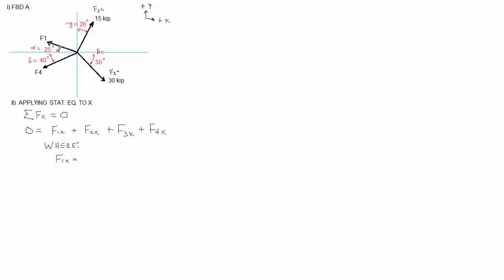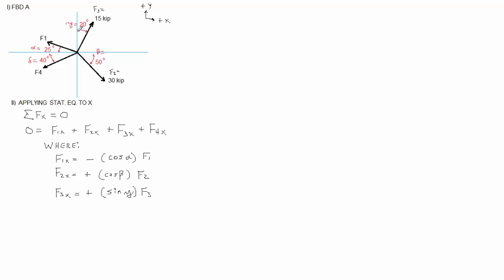F1x is going in the negative direction, and it is a negative cosine alpha times F1. F2x is going in the positive direction, and its value is a positive cosine beta times F2. F3x is also going in the positive direction. It is a positive sine gamma times F3.